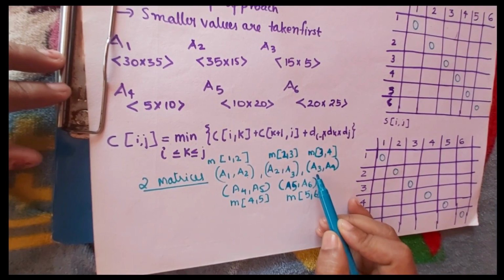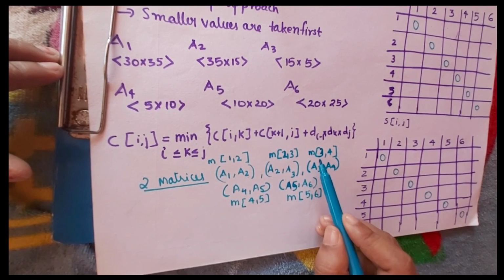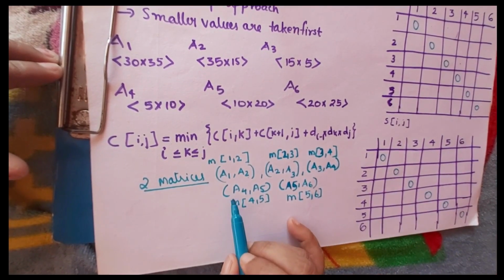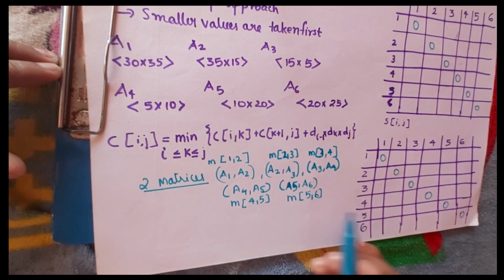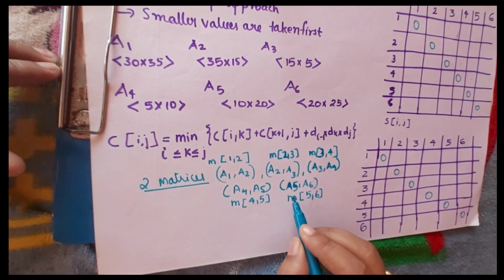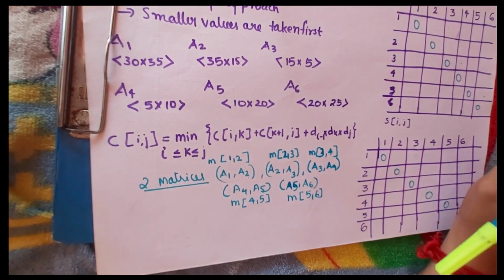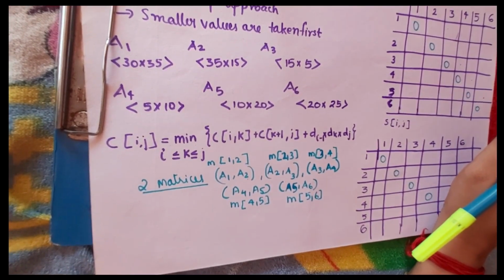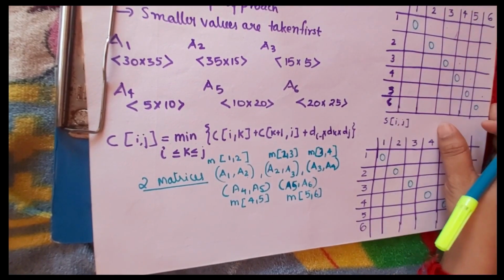Next, we can take the combination of matrices A3 and A4 together, and it can be written as M of 3 comma 4. So it can be written here. Next, we can take A4 comma A5, written as M of 4 comma 5. So it will be placed here. Next, A5 comma A6, written as M of 5 comma 6, and it will be placed here. This is the two matrix combination. Now we'll see how to solve this, and after solving this, we have to arrange them in this column.